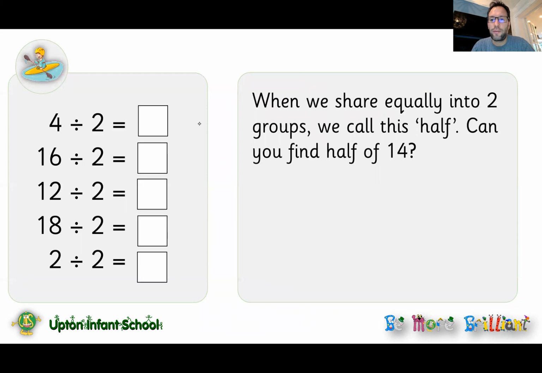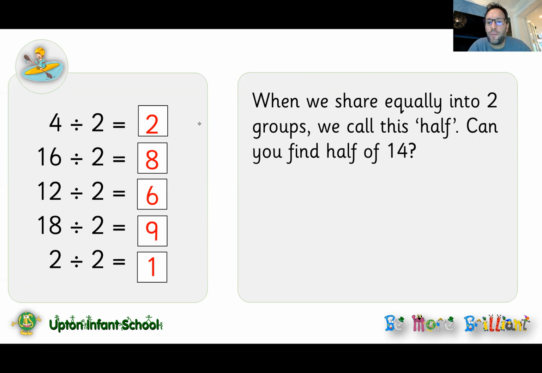Okay, then let's go through the answers to these challenges. So our first one, 4 divided by 2 equals 2. 16 shared between 2 equals 8. 12 divided by 2 is 6. 18 shared into 2 equal groups would be 9. And 2 divided by 2 would be 1. If you've got 2 apples and you share them between 2 people, they have 1 apple each.